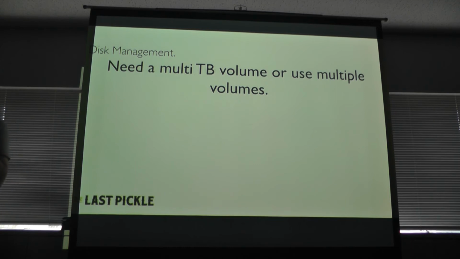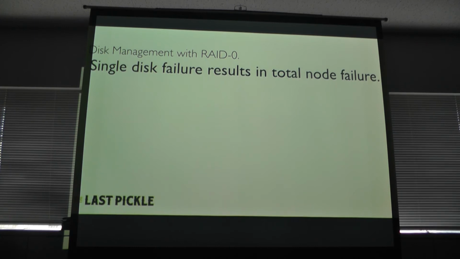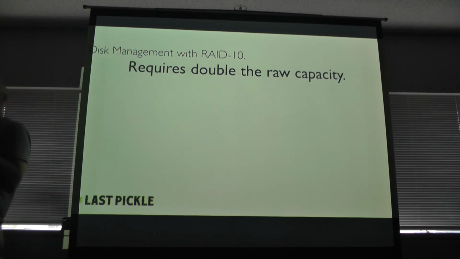So we've got a couple of choices about how we lay out the disks. And remember, these are all issues we used to deal with. We could use RAID 0 and make one large volume. And if we lost a single disk in that volume, all the data on that node would become unavailable, and we would have to rebuild it. We could use RAID 10 and create a large volume with hardware redundancy. If we lose a single disk, we can repair that at the hardware level. But we need double the raw capacity, so there are additional costs.